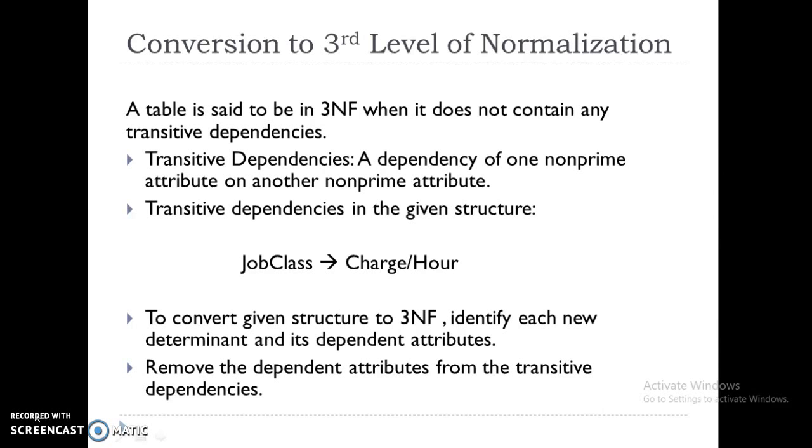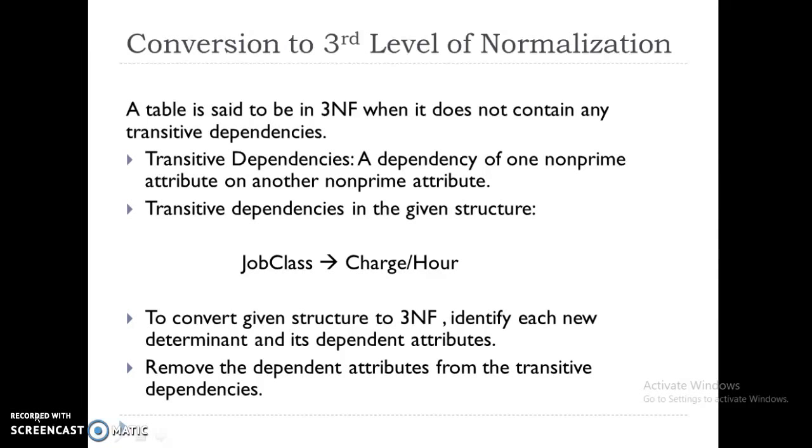Moving on to the third level of normalization, a database structure or a table is said to be in the third level of normalization when it does not contain any transitive dependencies. A transitive dependency is defined as when one non-key column, that is any one column that is not a part of a primary key, helps us in determining another non-prime or non-key attribute. Such a dependency is referred to as a transitive dependency.